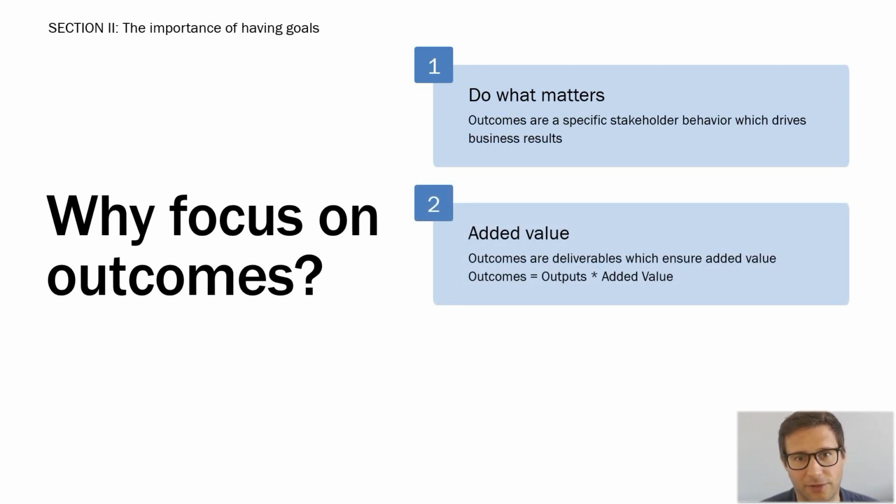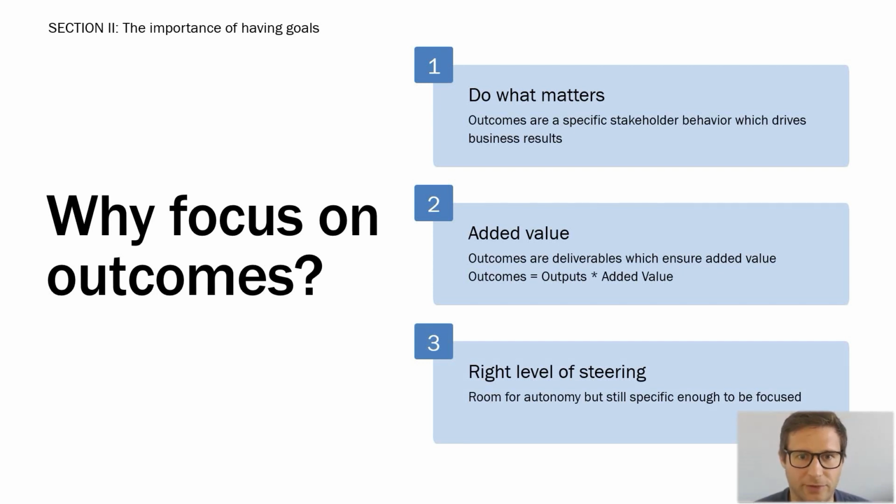Also, outcomes are deliverables which ensure an added value. Just providing another deliverable doesn't necessarily mean it adds value to your customers automatically. You can produce a lot of stuff that your customers really don't care about in reality. That's the definition of being busy. Outcomes, on the other side, combine both aspects. So the equation looks like: outcomes equals outputs multiplied by the added value. If one of the two variables is 0, then there will be no positive outcome.